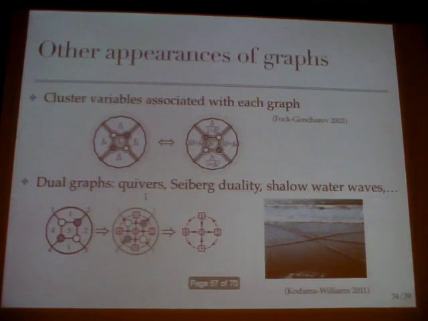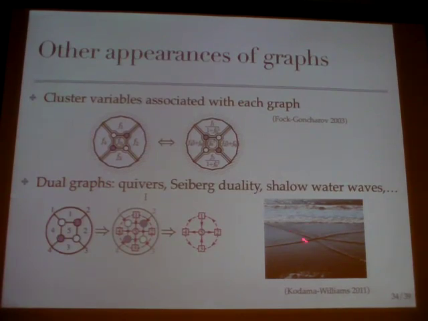But these graphs actually appear also in other places in the math literature, so they are related to cluster variables. When you associate some variables to faces or edges of the diagrams, they satisfy some cluster transformations. And also the dual graphs for these graphs, when you write the vertices in faces, and instead of a face you actually write a vertex, so you dualize, correspond to quivers. There is a nice interpretation of Seiberg duality here. And this is also useful to solve the problem of shallow water waves and the KP equation.